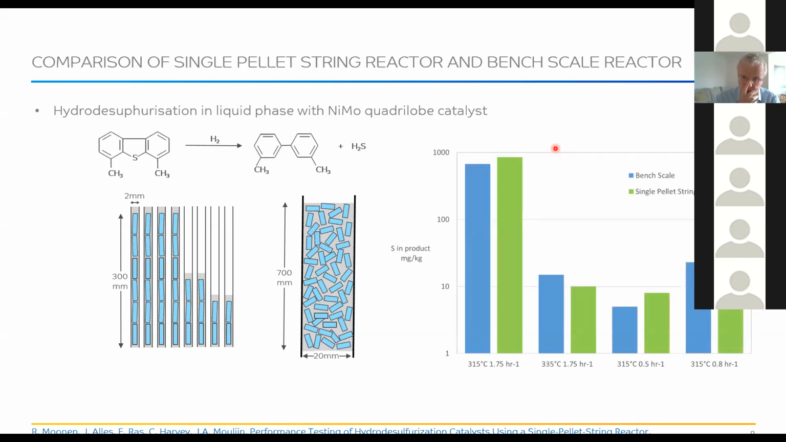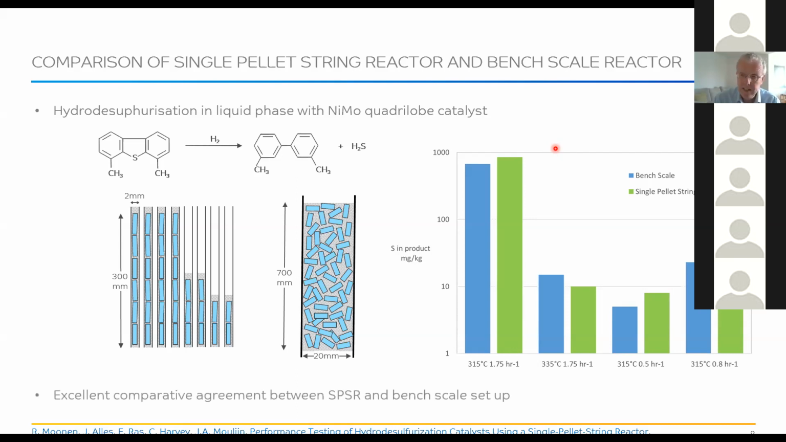Some of the results are shown here, showing the sulfur in the final product coming out of the reactor, comparing the bench scale reactor, which is the data in blue, versus the single pellet string reactor in green, at different process conditions, different temperatures and different space velocities. What I should point out is that on the vertical axis, the scale is logarithmic. So actually they've got quite good comparative data between the two different setups.